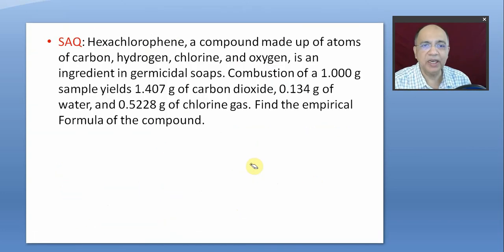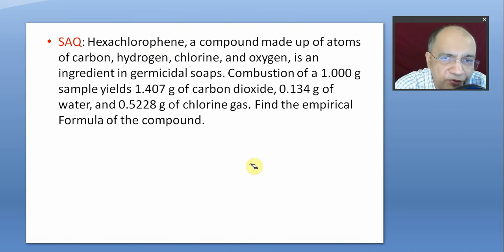Now let us see another question. This is an organic compound, hexachlorophene, a compound made up of atoms of carbon, hydrogen, chlorine and oxygen. It is an ingredient in germicidal soaps, because some of the medicinal soaps carry germicides which kill germs. So hexachlorophene is a germicide which is added in small quantities in medicinal soaps.